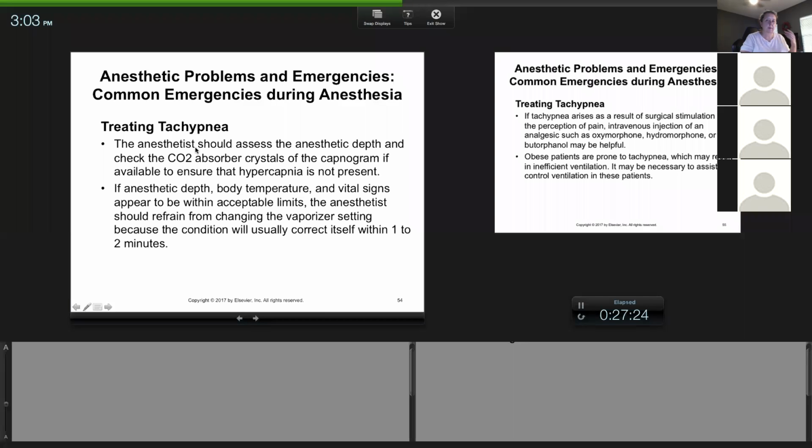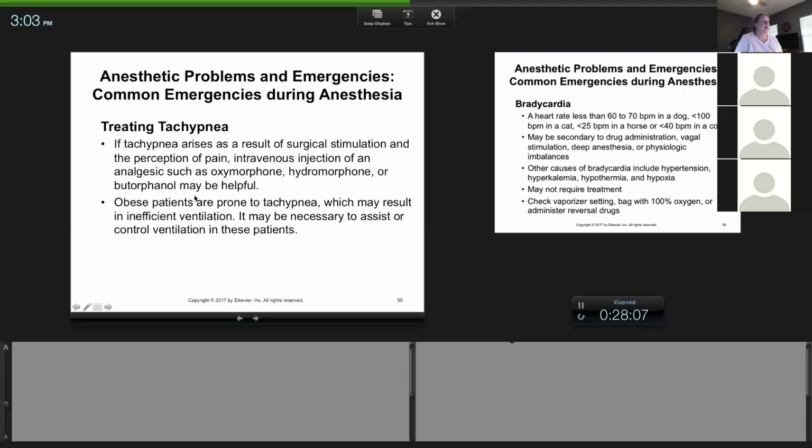Tachypnea, remember, tachypnea versus hyperventilation. Tachypnea is fast and shallow. Hyperventilation is fast and deep. So tachypnea can be seen in obese patients, and it can also be seen if they're too deep. They get these short little shallow breaths. So check your temperature, but if they're tachypneic because they're deep, you're not going to turn them up. If they're tachypneic because they're in pain and they have a high blood pressure and they're tachycardic, then you're probably going to turn up the patient. So you've got to get to the reason behind the tachypnea, and it will vary.